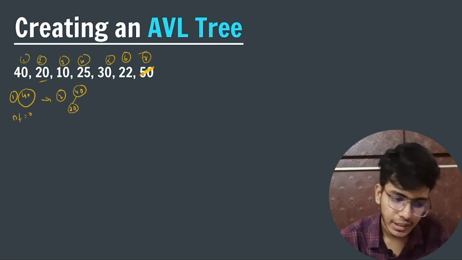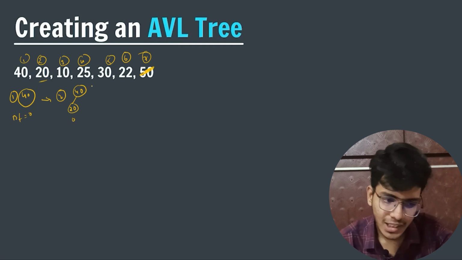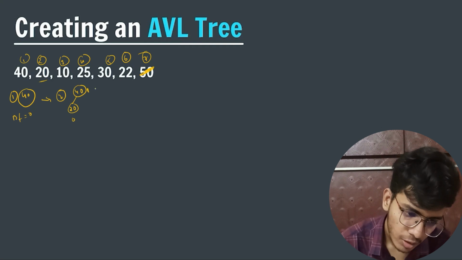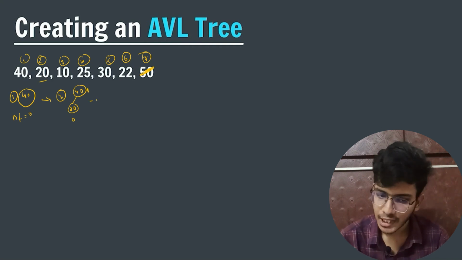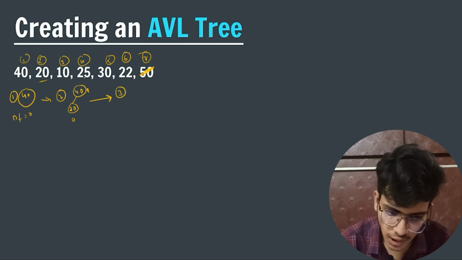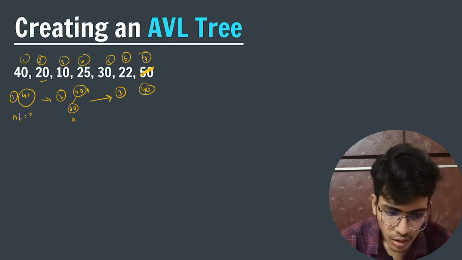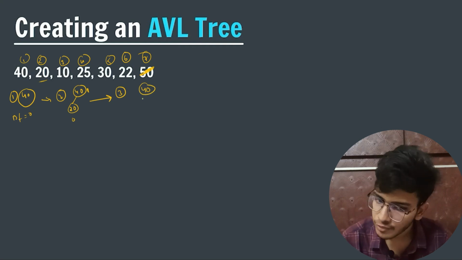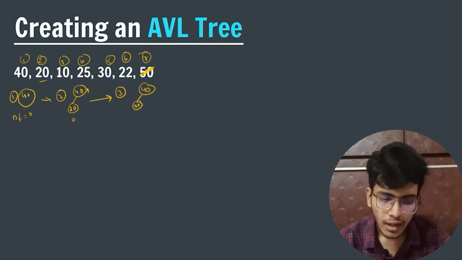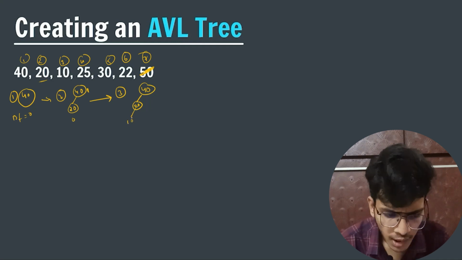Now check the balancing factor. The balancing factor for this node is 0, and for the root, left height is 1, right height is 0, so the balancing factor will become 1. Here both are satisfied, so I will go to my next step. For this third step, I will add 10. 10 is less than 40, so it will come on the left side, and again 10 is less than 20, so here it will come on the left side.